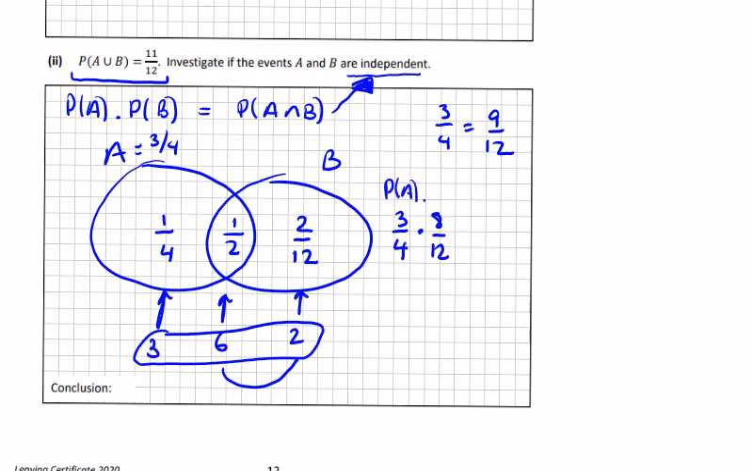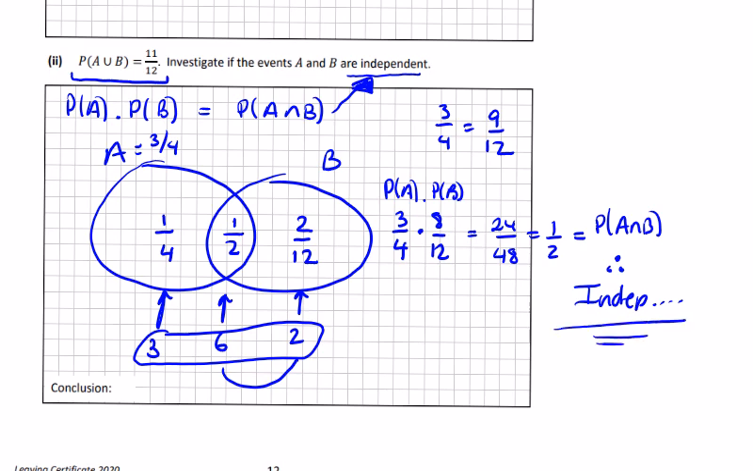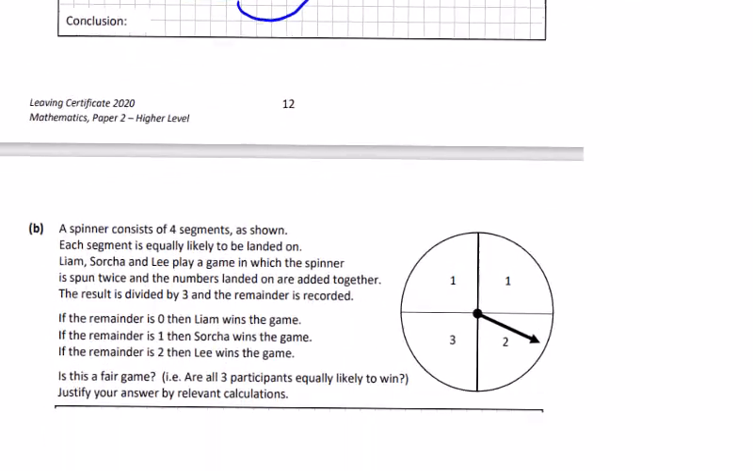That's A. That's B. So what's that equal to? 24/48, which is 1/2, which is equal to the probability of A intersection B. Therefore, we can say that these events are independent. Nice easy question when you know this really simple rule that you've taken the time to learn.